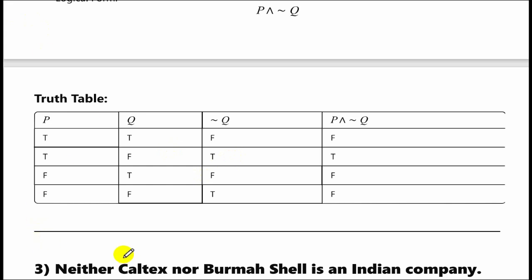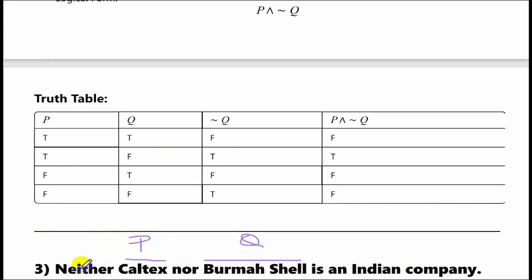Let's start with the third one. Neither Caltex nor Burma Shell is an Indian company. So Caltex is P, Burma Shell is Q.